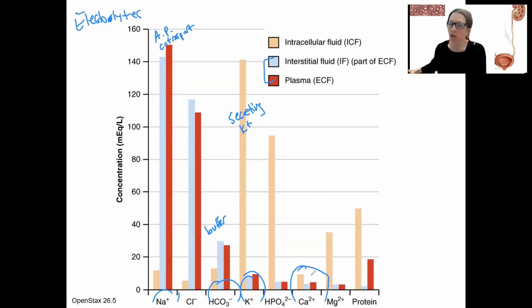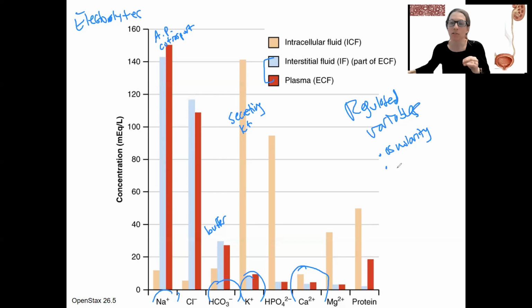Calcium is another one we talked about before, more in the fall. So vesicle release, muscle contraction are two examples of things that rely on calcium levels being correct. They're a lot lower than the other ones, but we still got to regulate them. These are all regulated variables. Each specific electrolyte is a regulated variable. So is osmolarity, and so is fluid volume itself. So that's the topic of this week.